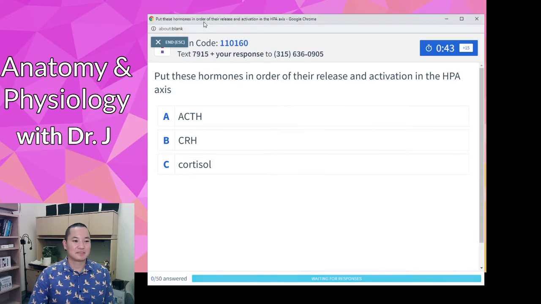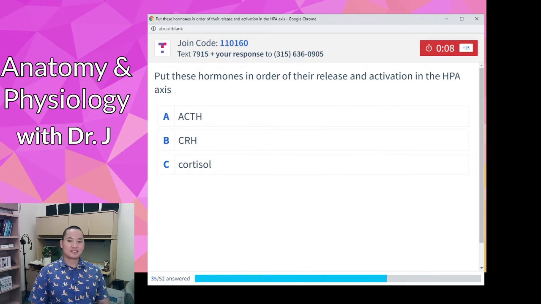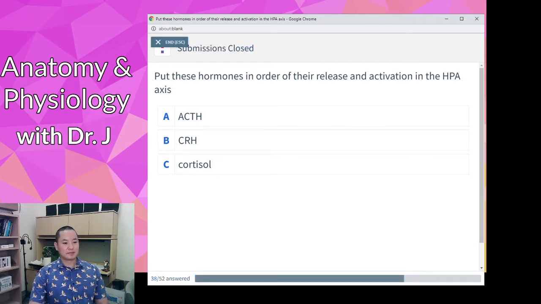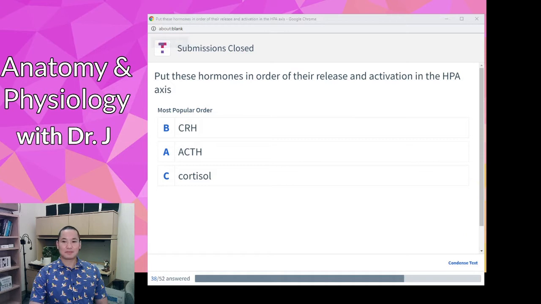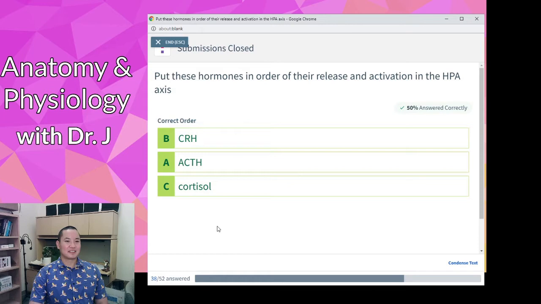Now put these hormones in order of their release and activation in the HPA axis. We know it's hypothalamus, pituitary, and adrenal glands. So we put the organs in order, but how about the hormone cascade? Yep, HPA axis right here. Okay, let's see what the most popular response is. This was the most popular response, and it is correct. So you have the corticotropin releasing hormone, adrenocorticotropic hormone, and then cortisol.